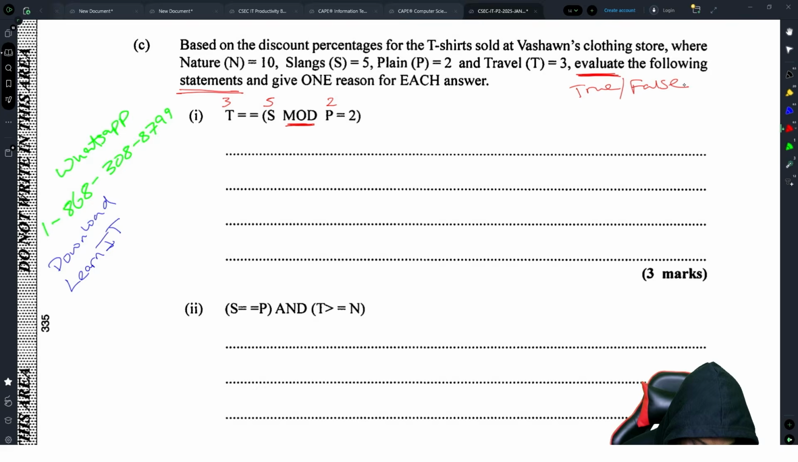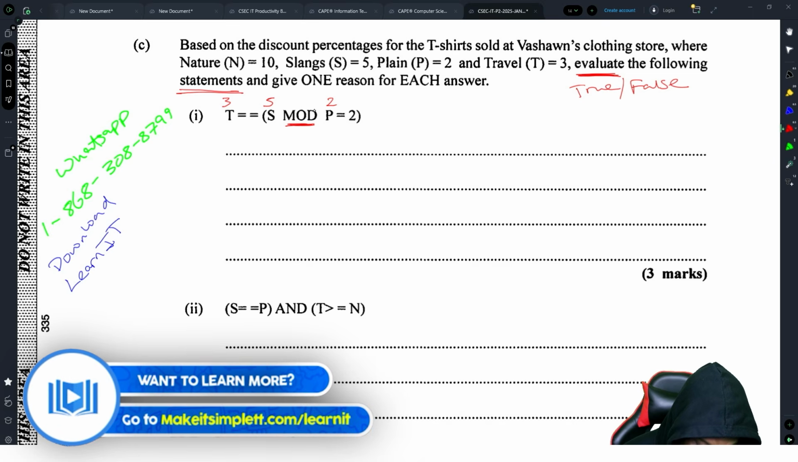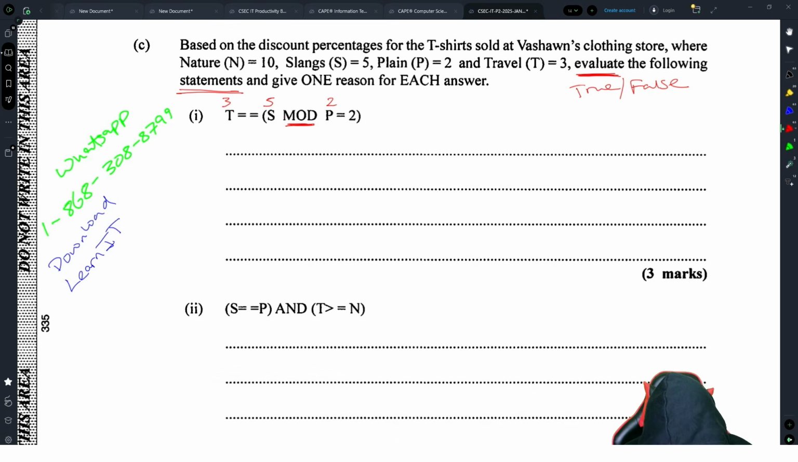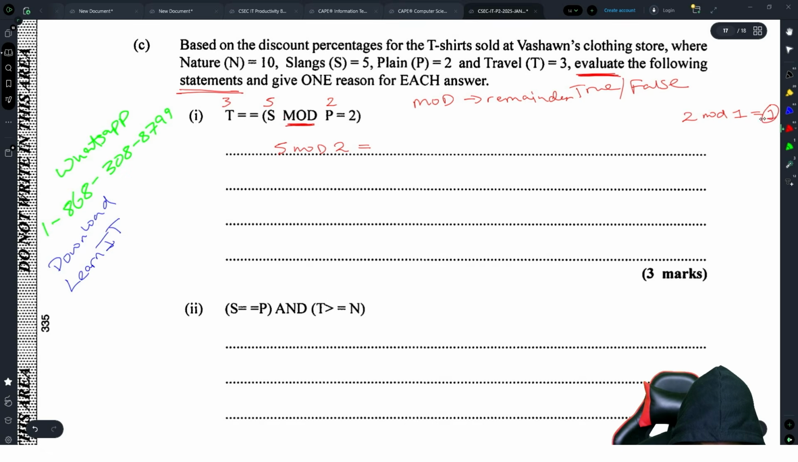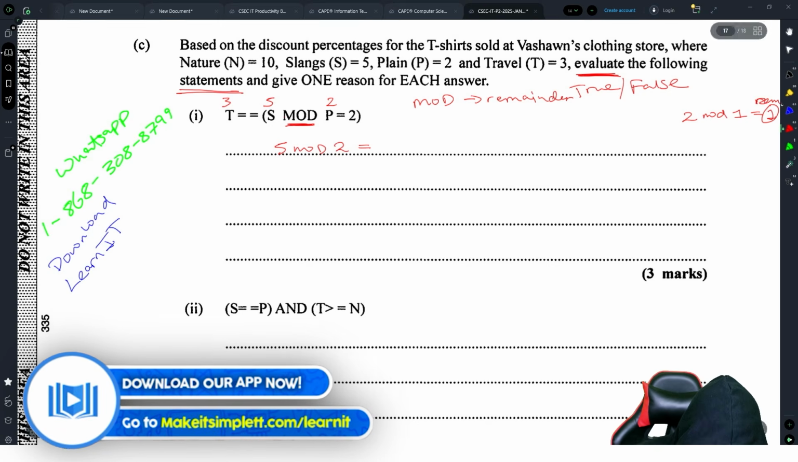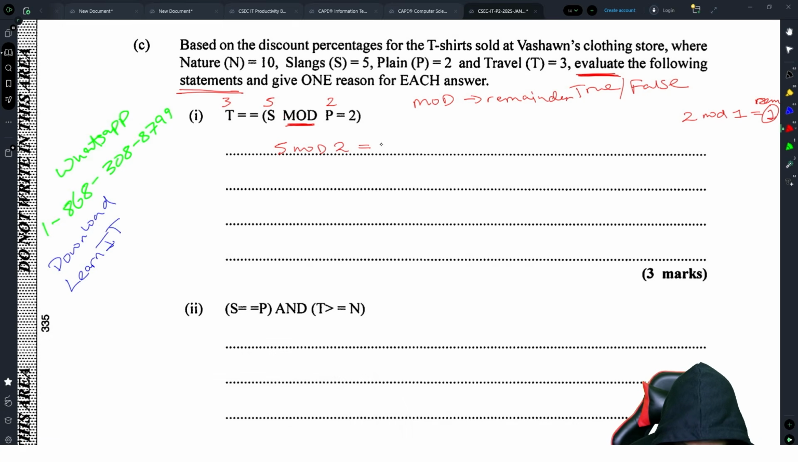So here's what we're going to say. Is it true that T is equal to S mod P, that is, 3 equals 5 mod 2? What does 5 mod 2 mean? I'm going to break this down. Mod is really the remainder, right? So if you have 2 mod 1, the answer is 1 because the remainder is 1. So think of the remainder. So 5 mod 2 will be the remainder, which is 3, right?